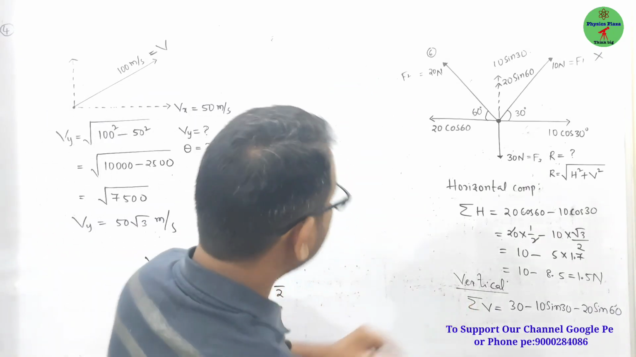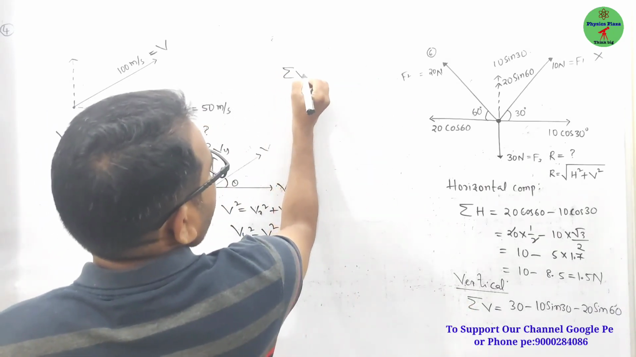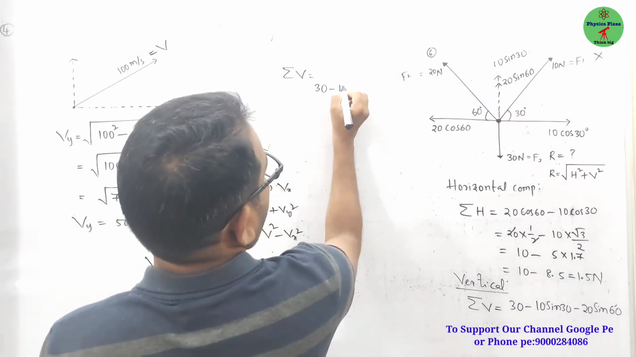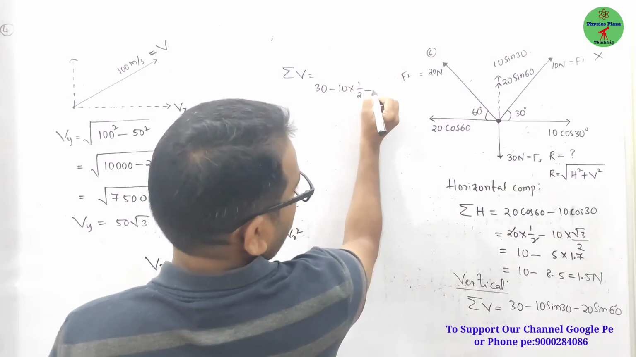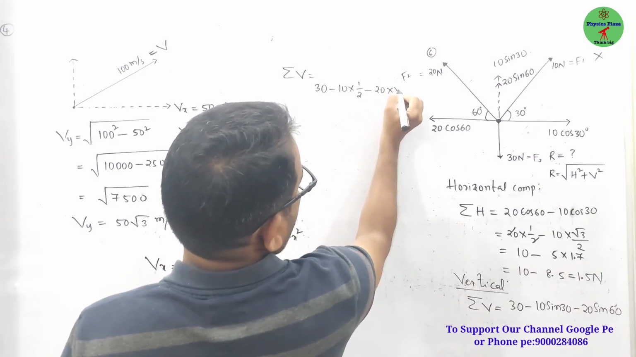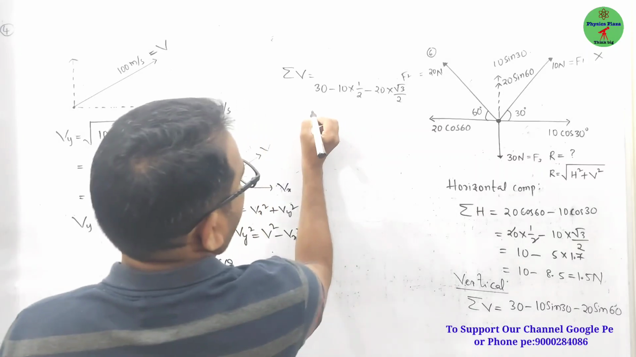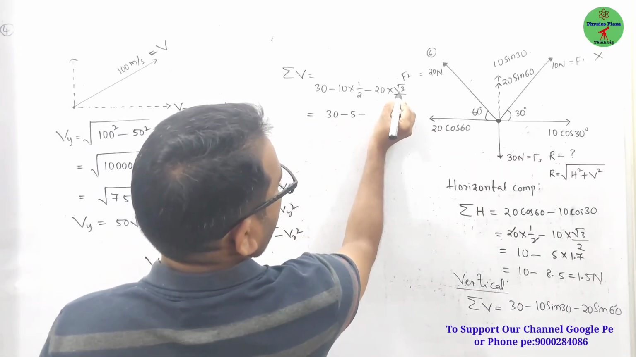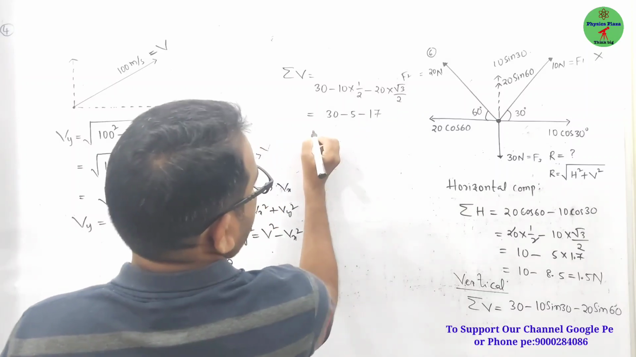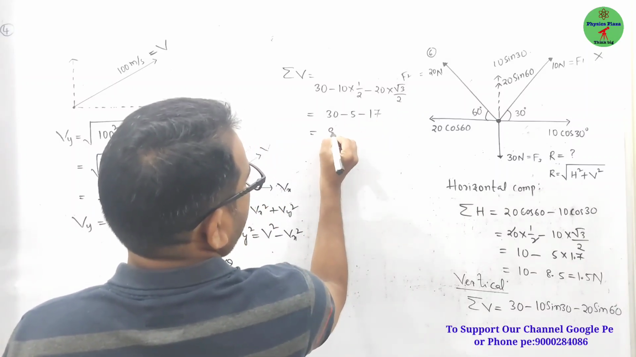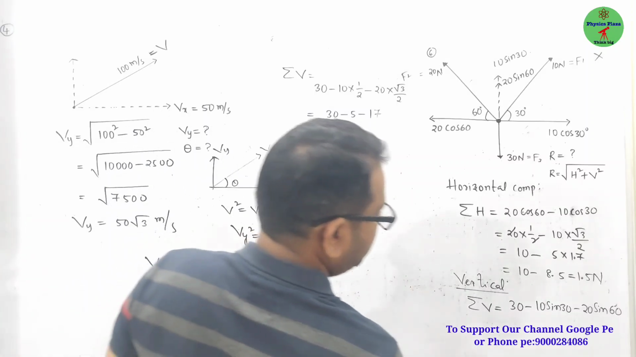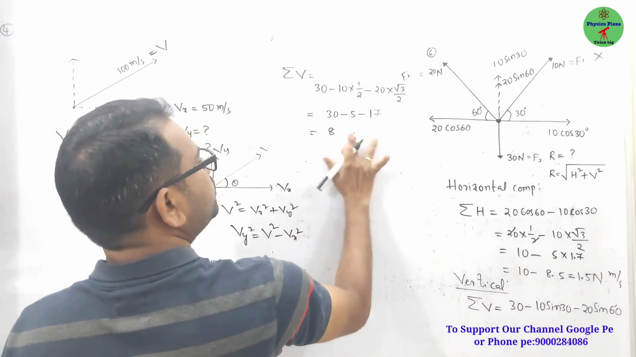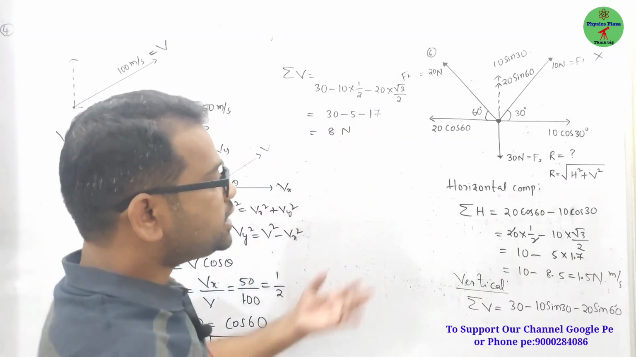Yeah, fine children. So now the vertical component is going to be 30 minus 10 sine 30. 10 sine 30 is 1 by 2, minus 20 sine 60, which is root 3 by 2. Let us simplify this. 30 minus 5 minus, this is 10 into 1.7, this is going to be 17. So 30 minus 22 is going to be 8 Newton, sorry, it's a Newton. Fine. Now they are asking for the resultant vector.